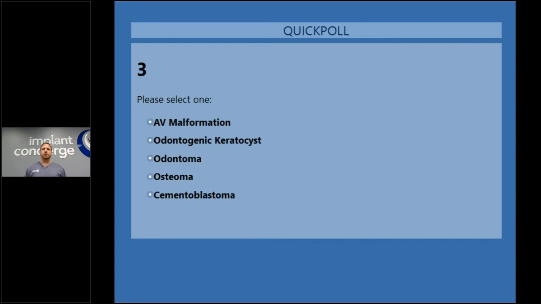A second differential is, of course, going to be odontogenic keratocyst. The big hint that it might potentially be that as well, other than the mandibular canal being interrupted, is that it's growing along the bone. And I'm going to show you that right now. The two main lesions that you're going to find most often, 50% AV malformation. That's awesome.